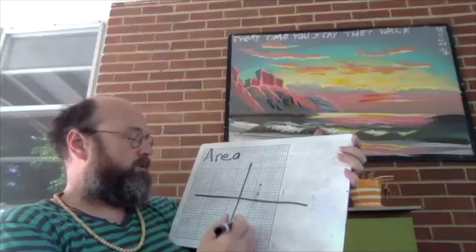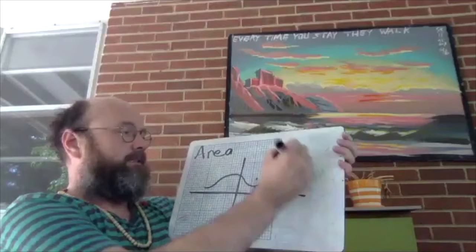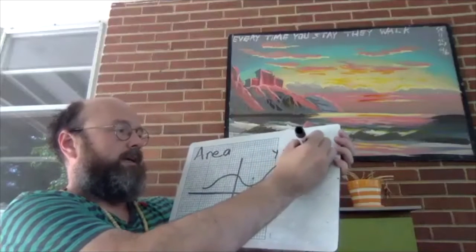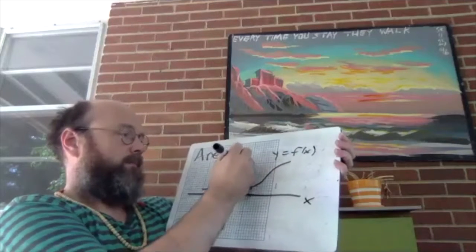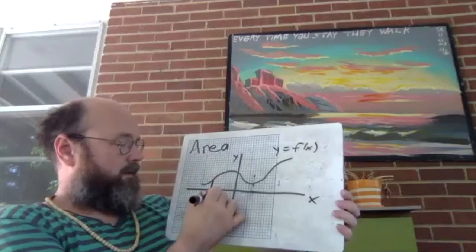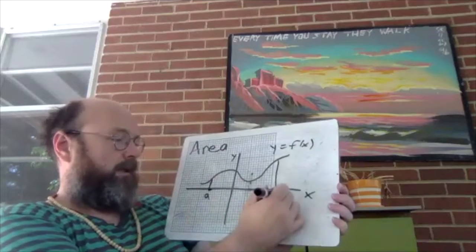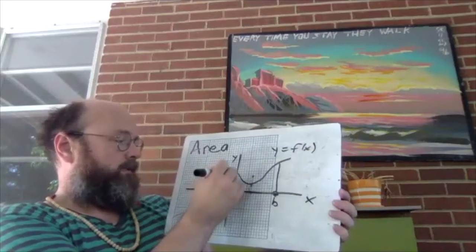So I'm going to give you two different curves here. I'm going to build it up in two different ways. Let's say that this is the function y equals f of x. And let's say we want to find, from the point A to the point B on the x-axis, let's say we want to find this area.